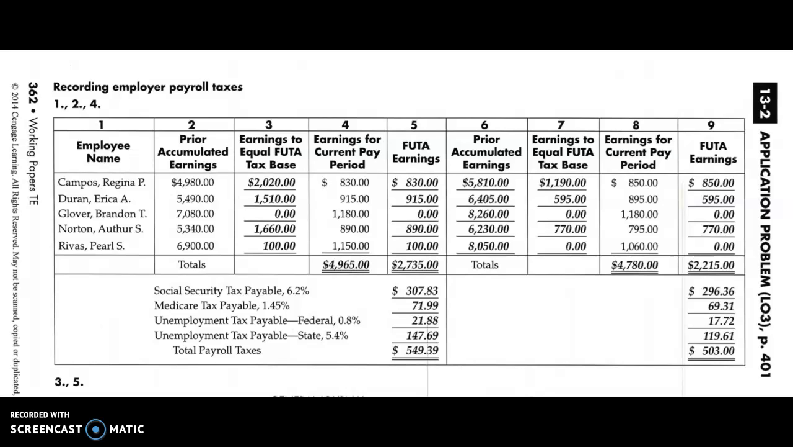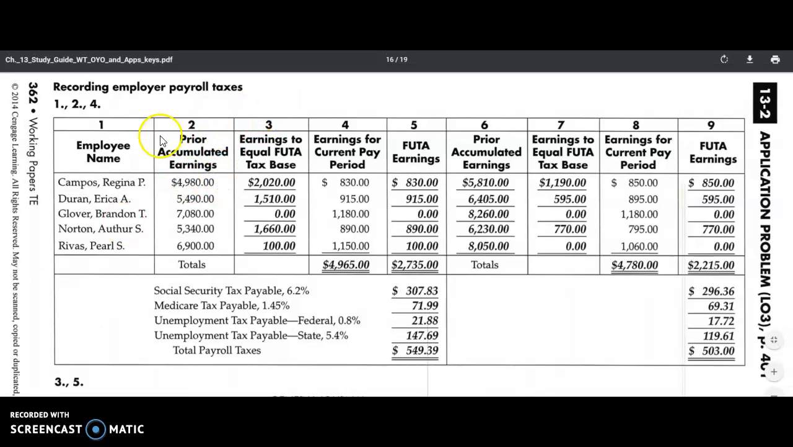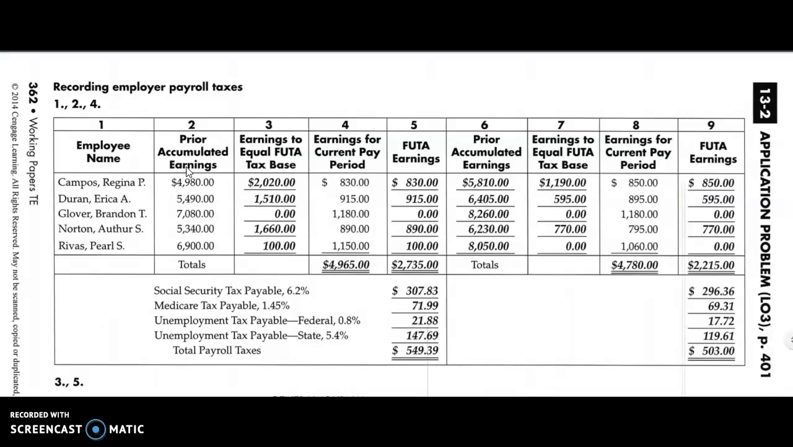Here is the remainder of the introduction to the apps. In the last video, we wrapped up looking at the end of 13.2. Once again, as a recap, remember the total accumulated earnings upon which you no longer have to pay fed or state unemployment is $7,000. So what column 3 is, is 7,000 minus the balances in column 2.